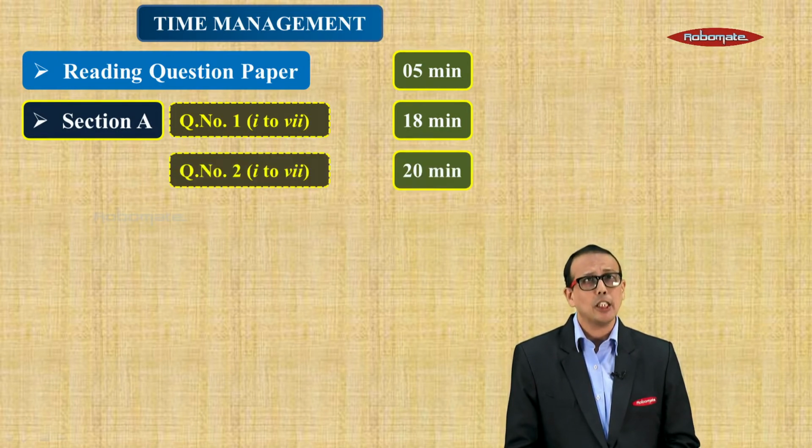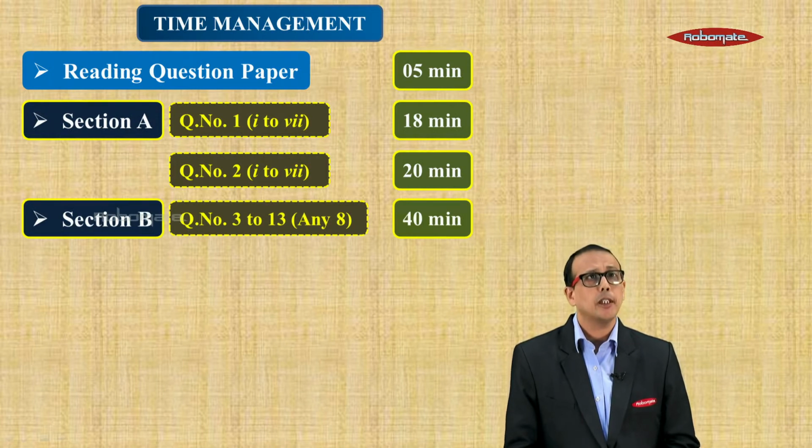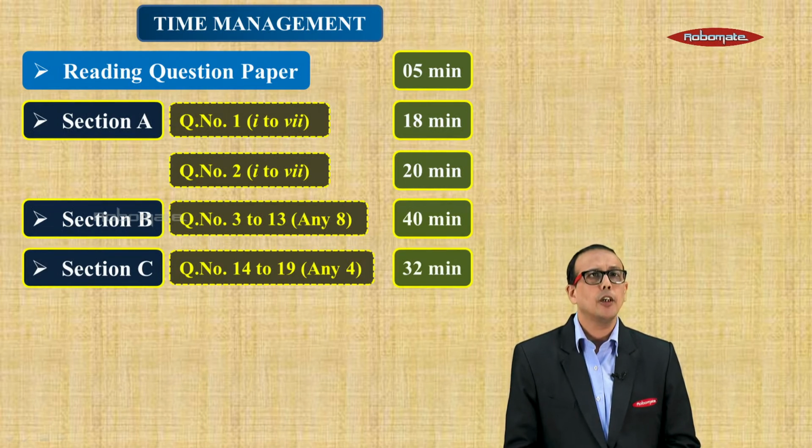In section A, the next part is very short answer type questions. You have 7 questions here and I have allotted 20 minutes, roughly 3 minutes for each VSA question. The next section was section B. If you remember, we have to attempt any 8, with 2 marks for each, and for this section I have given 40 minutes. So, you can calculate, 5 minutes for each question. Next was section C. Here you have to attempt any 4, of 3 marks each. I have devoted 32 minutes here, roughly 8 minutes for each question.